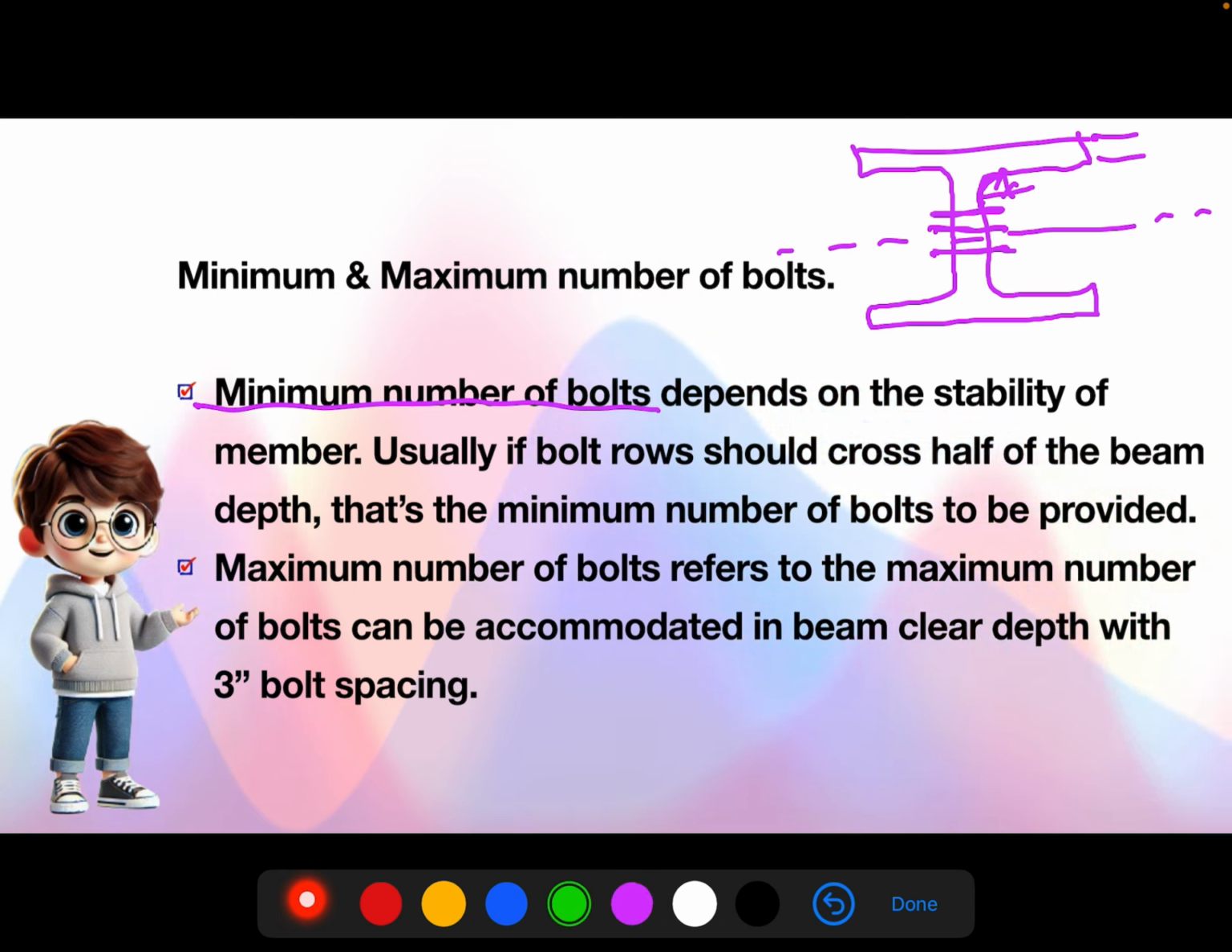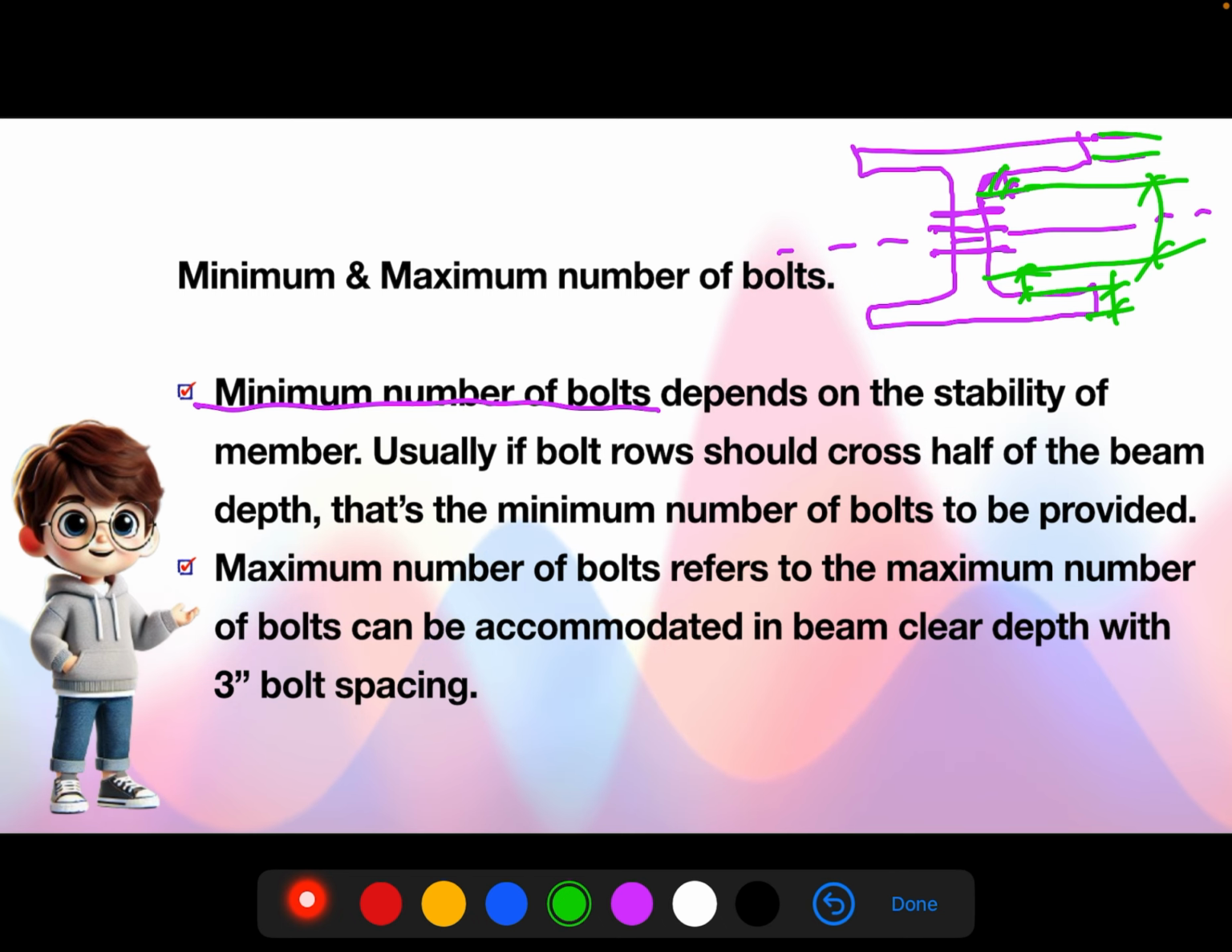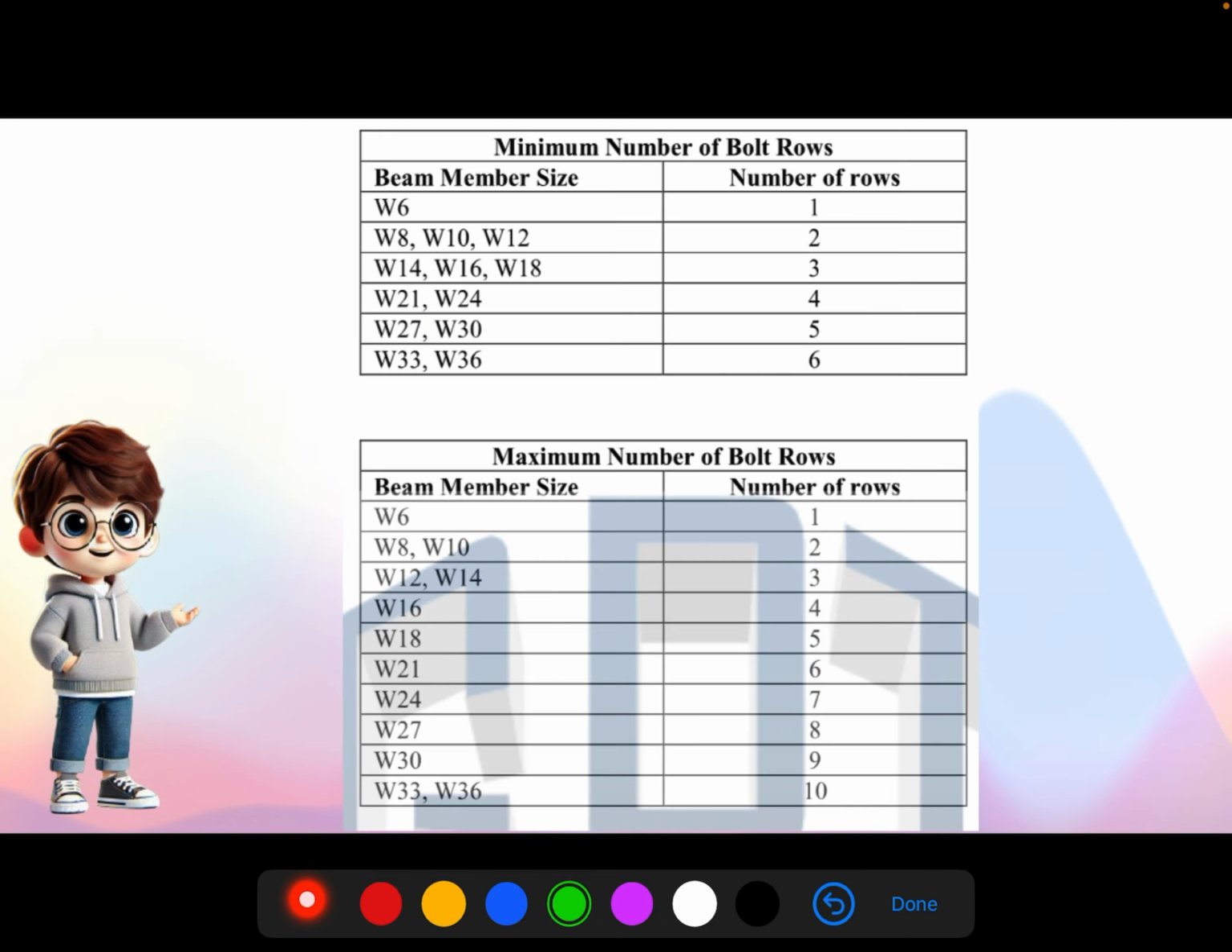And when it comes to maximum number of bolts, we already said this is the flange thickness, this is the rounding radius. In the same way bottom also, this is the rounding radius and this is the flange thickness. This is the clear depth available for us to provide the bolt rows, right? This clear depth. So with 3-inch spacing, how many bolts you can provide in this clear depth, that we will say maximum number of bolts. These are the tables which we will use for minimum and maximum number of bolts based on beam depths.